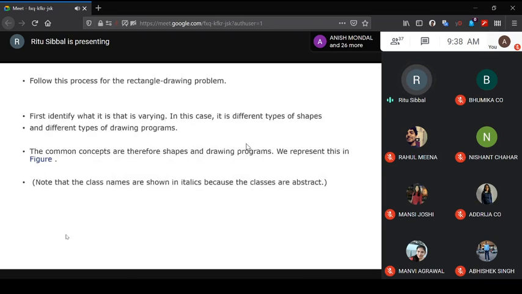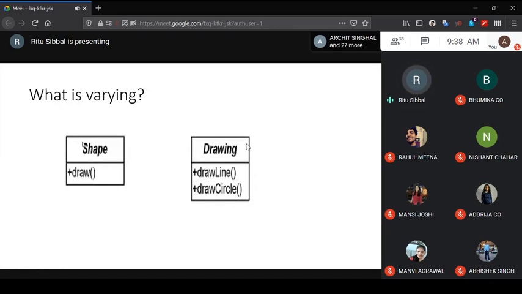Okay? So let us follow this process for the rectangle drawing problem. First of all, we will identify what is varying. Now, what is varying in our case? In our case, there are two things which are varying: the shapes and the drawing programs. We will have two abstract classes for them. So our two variations are: one is the variation of the abstraction, and the other is the variation of the implementation, that is, the drawing program. So we have two types of variation in our case.